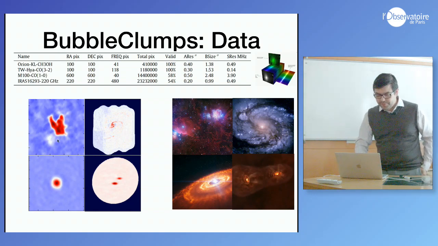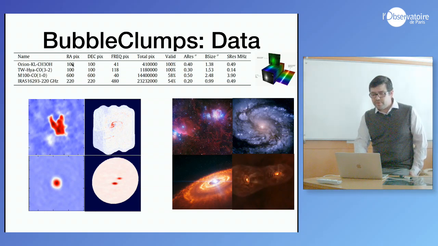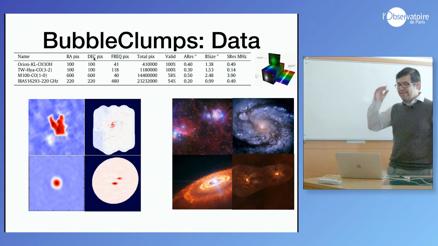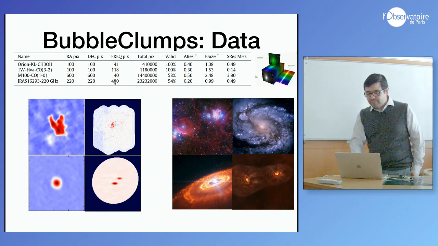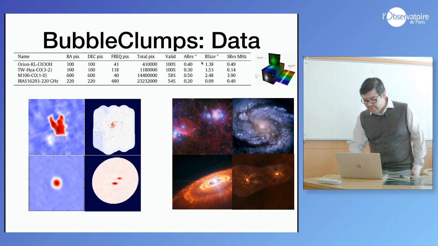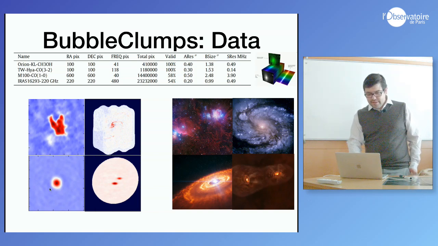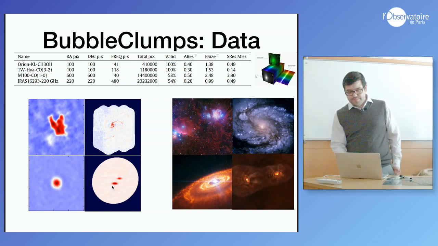Here we have four cubes from the ALMA Science Verification data set, which are small cubes, so we have a few hundred pixels for each right ascension and declination dimension, and for the frequencies we have at most 500. This means that we have this amount of pixels to store, and here other data like the angular resolution, the beam size resolution, etc. We have selected these four cubes, which are Orion, M100 Grand Design Galaxy, a protoplanetary disk and a binary system.